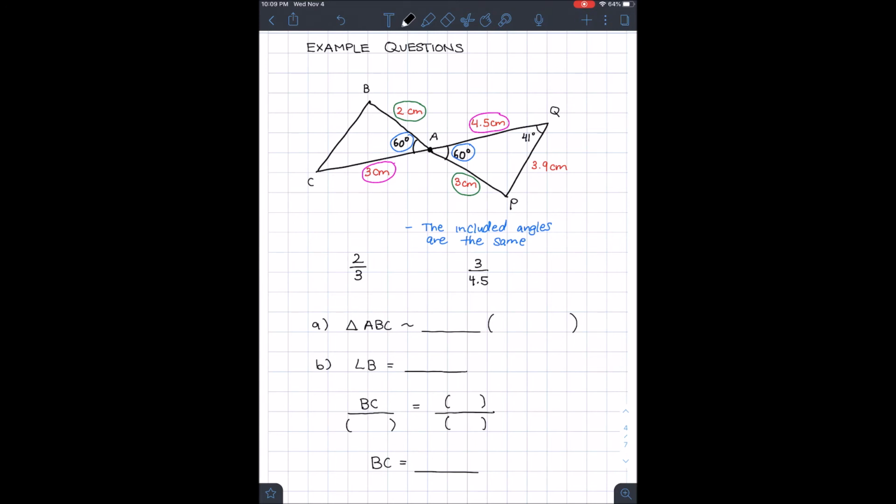Now let's try to simplify these fractions and check if they are the same. Can 2 over 3 be simplified any further? No, so let's just leave it at that. Can 3 over 4.5 be simplified any further? Well, maybe we can divide the numerator by 1.5 and the denominator by 1.5 to give us 2 over 3. Now we can say that the fractions are the same.